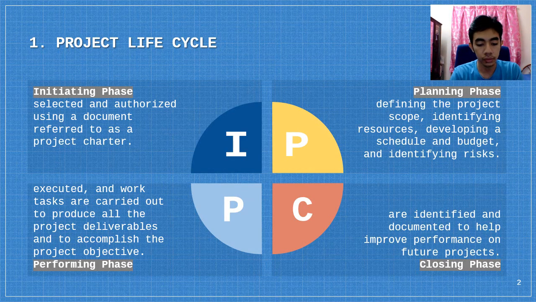In the closing phase, project evaluations are conducted, lessons learned are identified and documented to help improve performing and future projects, and project documents are organized and archived. This is the final phase of the project life cycle.